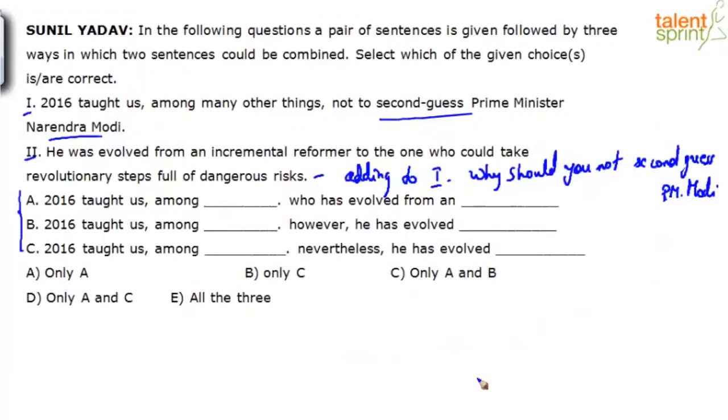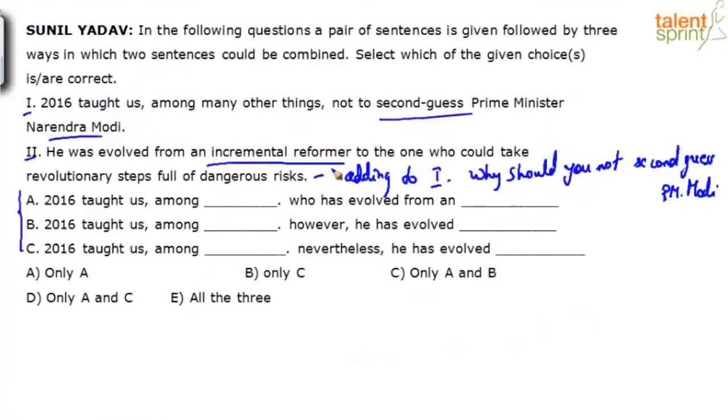Which means, is there any contrast here in the context? What is the second sentence saying? He has evolved from an incremental reformer to the one who could take revolutionary steps full of dangerous risks. An incremental reformer is somebody who is carefully planning, making changes. He's doing all that, and then he goes one step ahead and takes risks. This whole demonetization thing was a risk that he took. He got a lot of bad name for that. People were affected, still people are angry with him, but it was a risk he took for the larger benefit, whatever it is.